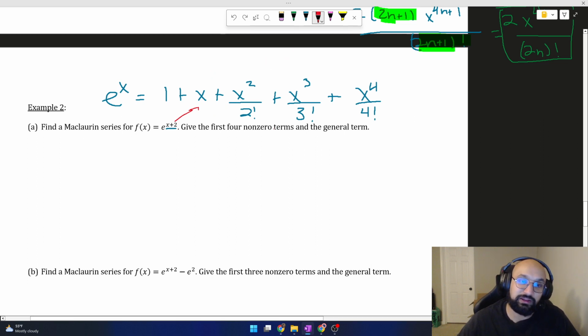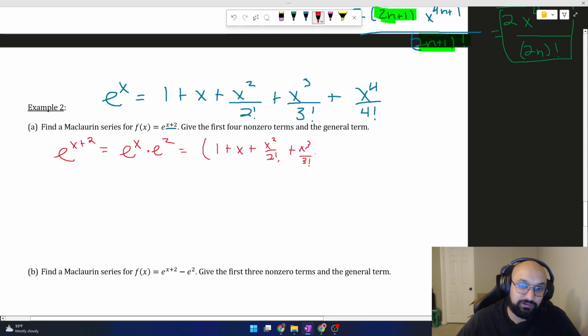So instead, we have to think of a different way. And the different way is just a really simple manipulation. This is really just e to the x times e squared, meaning we can expand e to the x as 1 plus x plus x squared over 2 factorial, plus x cubed over 3 factorial, plus dot dot dot, plus x to the n over n factorial, plus dot dot dot. All of this is going to be multiplied by this quantity e squared.